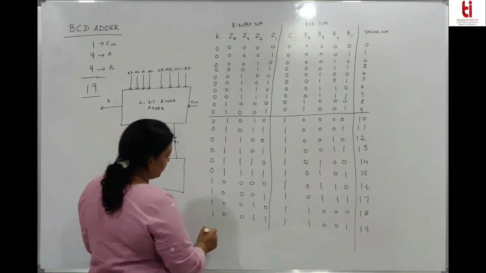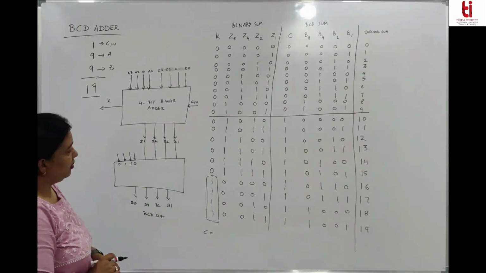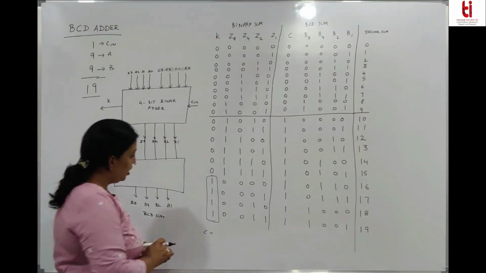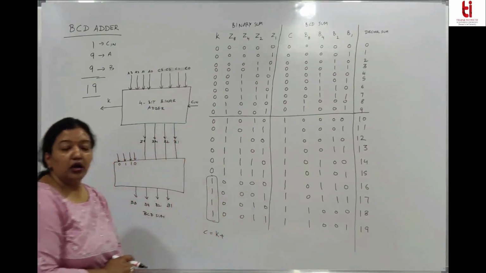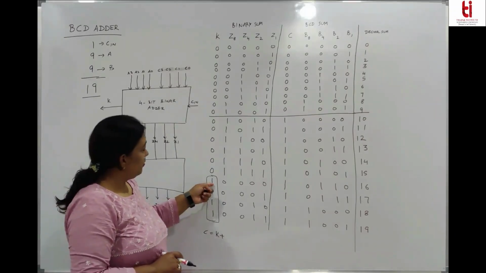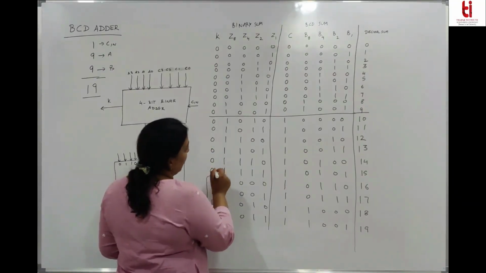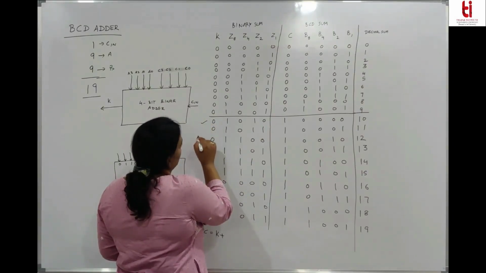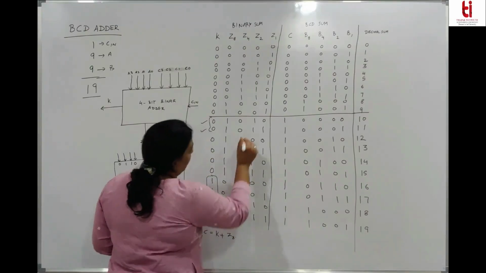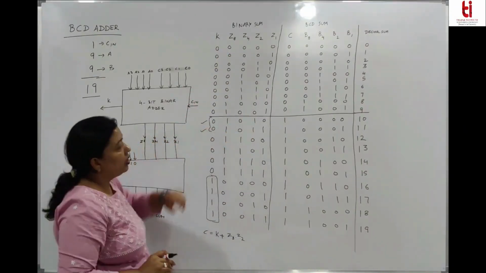One condition is when K is equal to 1. These are the 4 bits, and when K is 1, add 6 to the binary sum. This is one pattern. Then for the rest of the bits, when Z8 is 1 and when Z2 is 1, you have to add 6 to it.